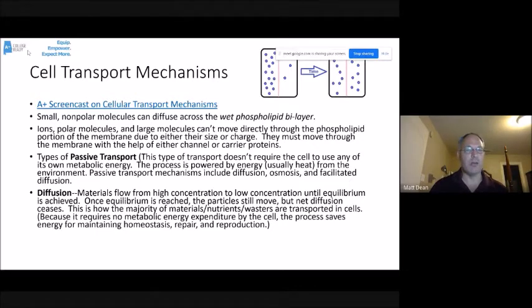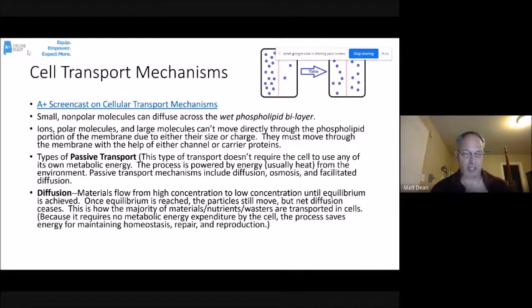Today, we're going to talk mostly about passive transport. Passive transport are types of transport that don't require the cell to use any of their own metabolic energy. Cells don't have to use their own ATP to power the movement. Usually, these processes are powered by the energy from heat in the environment. The types of passive transport that we'll talk about include diffusion, osmosis, and also facilitated diffusion.